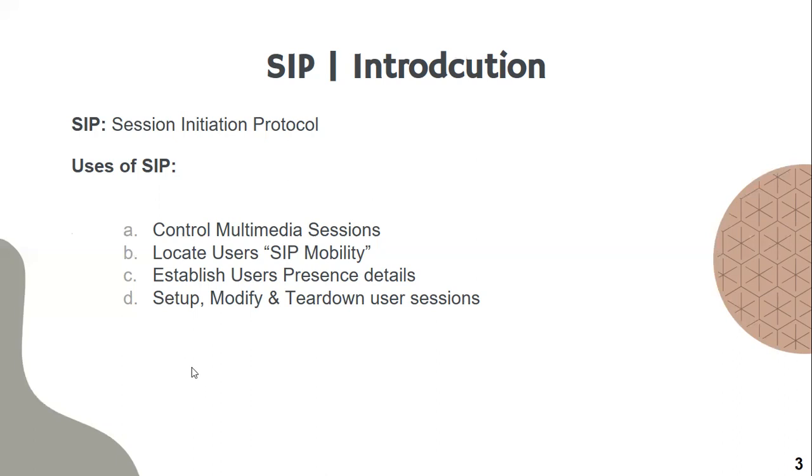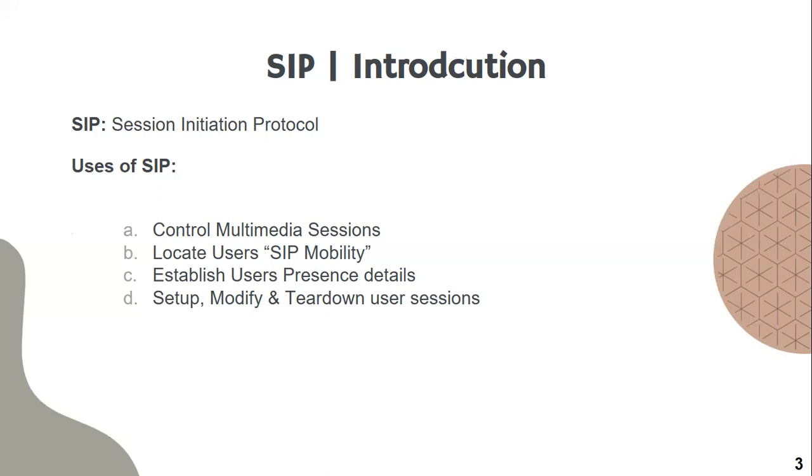Now, the last function of SIP is to set up, modify, and tear down user sessions. As we said, for me as a subscriber to do a call, this call will be done by some SIP messages that will be sent between the network nodes and each other, and between the user and network. After these messages are sent and completed, I did a setup for the call by the SIP messages that I sent between the network node and the user and network.